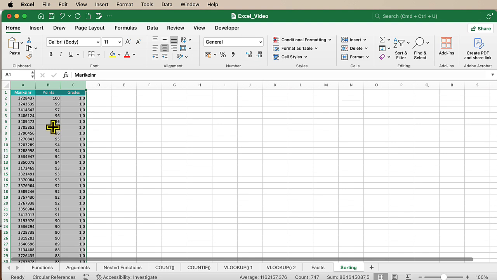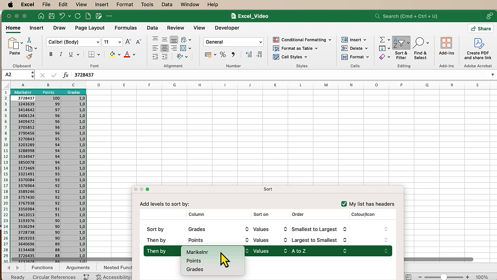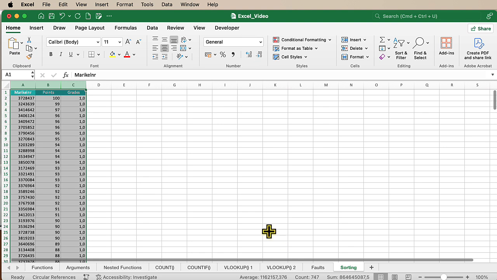I now have several with the same matriculation number. And if I would like to now sort with the matriculation number as well, I could do so by doing a custom sort and adding a third level, matriculation number smallest to largest, and off it goes.